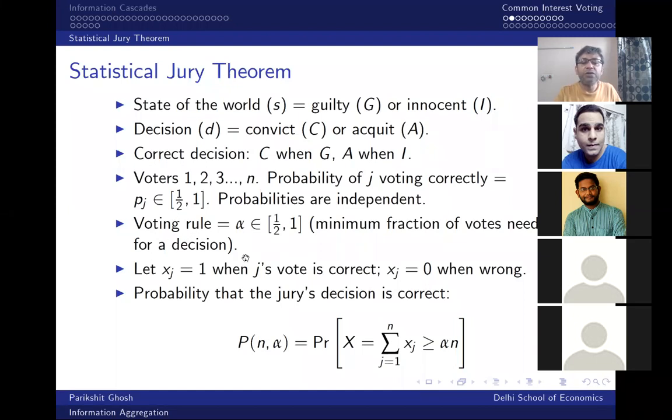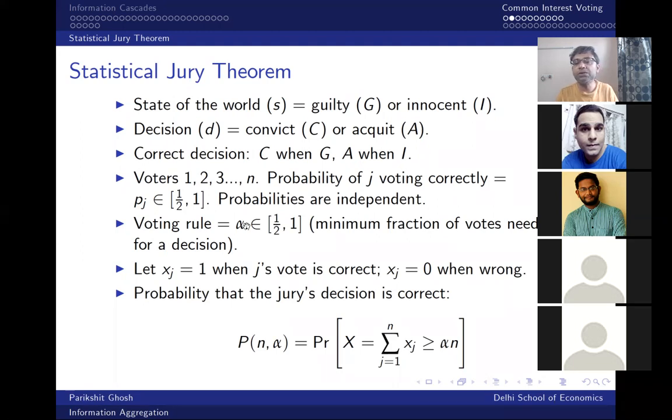Now, we have a voting rule, which I'll capture by alpha. Alpha is a fraction, okay? So this fraction is basically capturing the minimum fraction of votes needed for a decision. So if alpha equals half, that means we have a simple majority rule. Whichever option gets more than 50% of the votes is chosen. But alpha could be higher. Alpha could be, for example, 2/3.